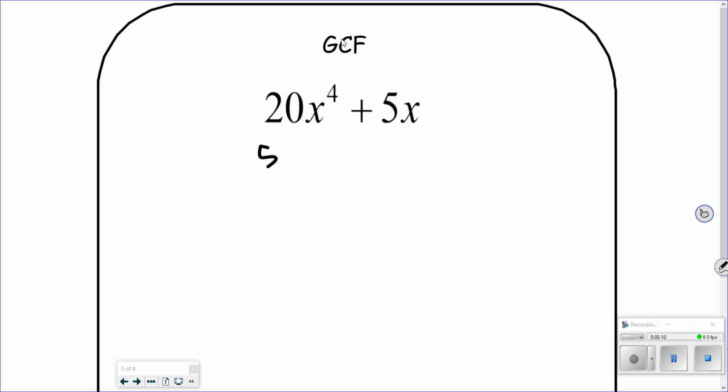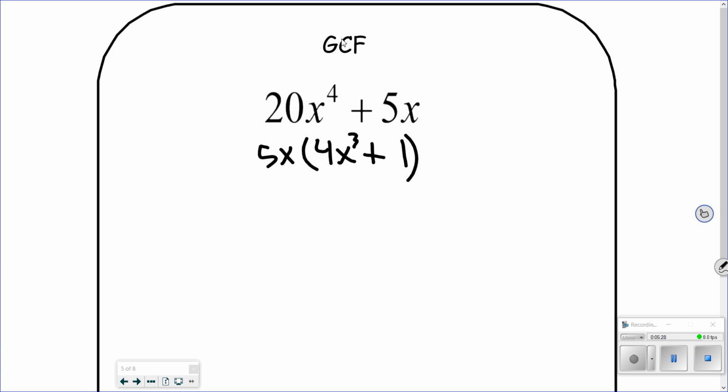They also all have at least one x. So I can take out a 5x. Well, 20 divided by 5 is 4. X to the 4th divided by x is x to the 3rd. 5 divided by 5 is 1, and I took out the x. Okay, so I just factored that using the greatest common factor.